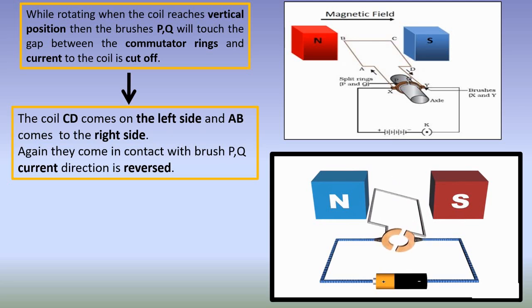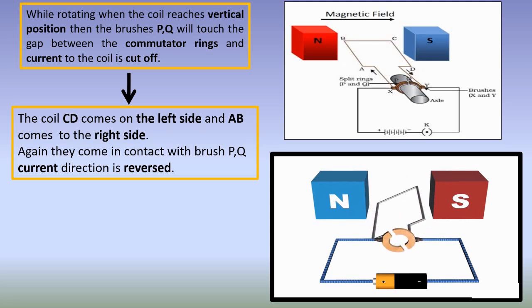Now when AB is on the right side, earlier the force on AB was in the downward direction, but according to Fleming's left hand rule, the force on AB will be in the upward direction when it is on the right side, and the force on CD will be in the downward direction when it is on the left side.